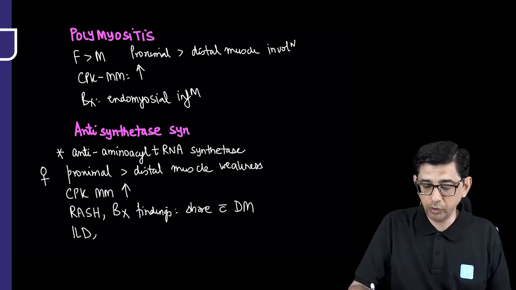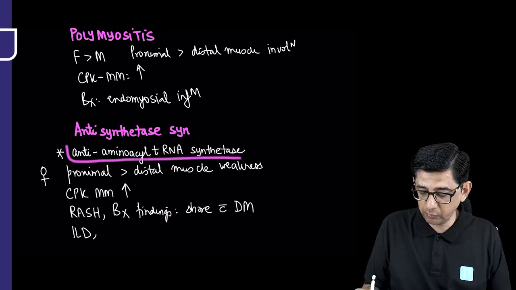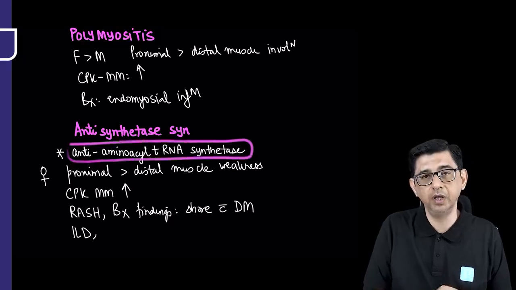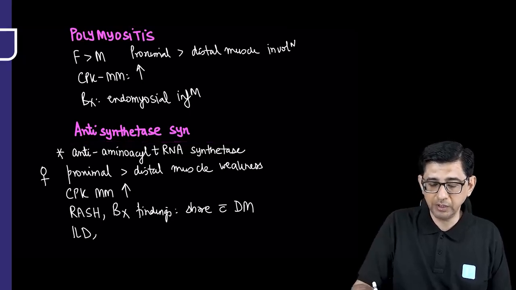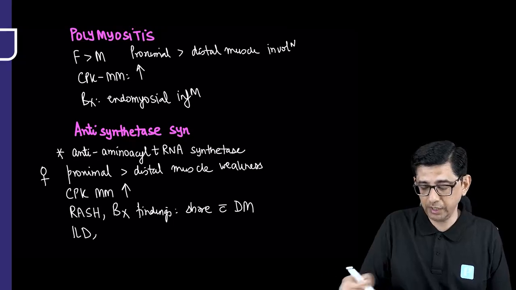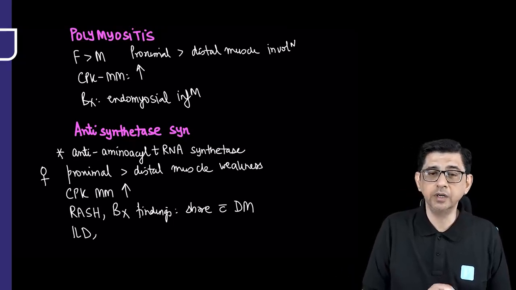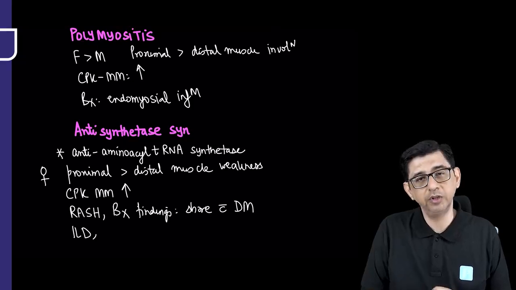Though antibody name will also be given, and the name of the antibody is again what I've stated right in the beginning, anti-Jo-1 antibody, which is a class of antibody directed against aminoacyl tRNA synthetase. Interstitial lung disease can be present even in antisynthetase syndrome.